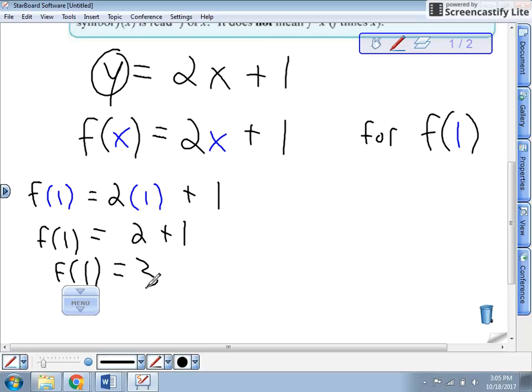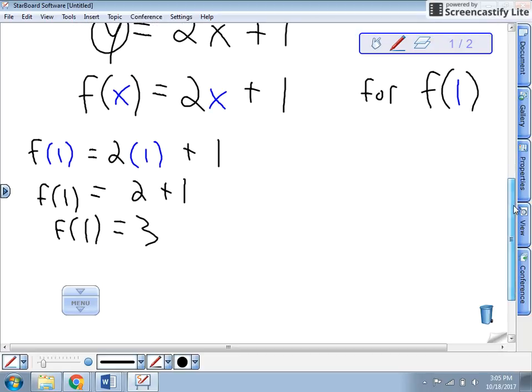So what does that mean? That is an ordered pair, just like we've been doing. We said x is 1, and our y value is 3. So f of 1, or y, would equal 3. So that's an ordered pair. That's what that means.